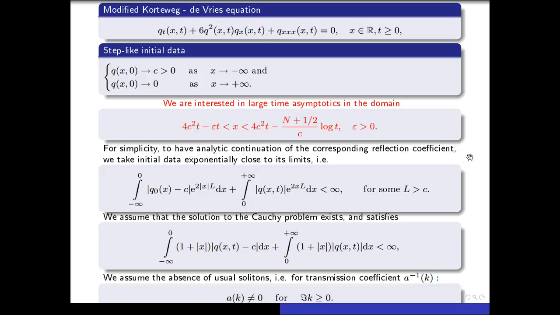We consider the modified Korteweg–de Vries equation with the following type of initial data, and we are interested in the large time asymptotic behavior of its solution, and especially we will focus on the following small region. We call the line x equals 4c squared t the leading edge, and hence we see that this region is situated close to the leading edge.